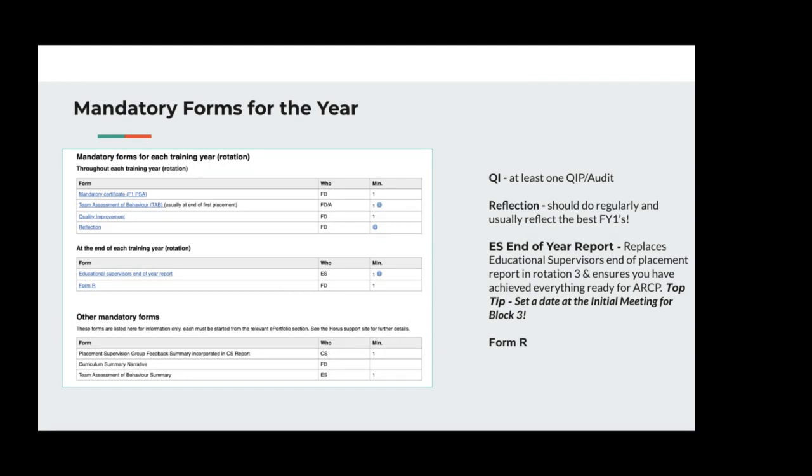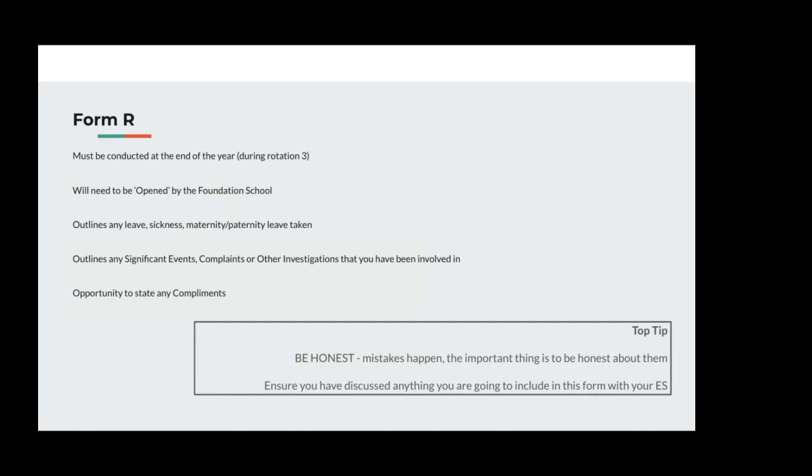If it's a really good educational supervisor and they meet with you on day 1 of the third block, it will be 8 weeks, sometimes less depending on when your ARCP is due, but generally it's about 4 to 6 weeks, and it's something that can be booked in the diary. The other mandatory form to be aware of is Form R, and we'll discuss that a little later.